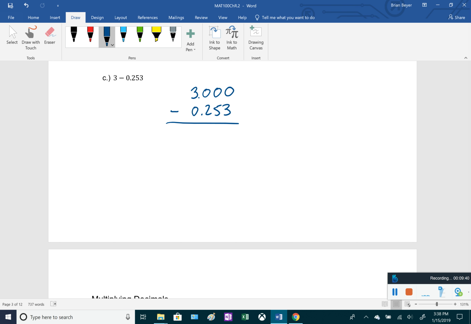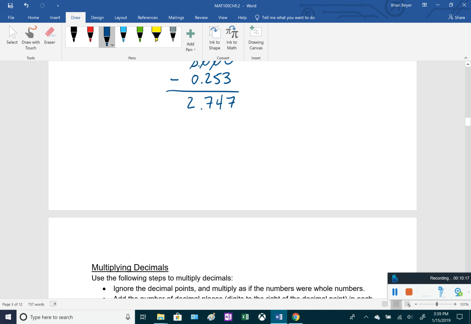So once again, we have to borrow here. We can't do 0 minus 3. So we have to go all the way over here, make it 2. This would become a 10, but then we borrow, becomes a 9. This becomes a 10, we borrow, we get a 9. And now that becomes a 10. So 10 minus 3 is 7. Then 9 minus 5 is 4. 9 minus 2 is 7. 2 minus 0 is 2. So we get 2.747. If you wanted to check, you can always add 2.747 plus 2.253 to make sure you get 3.